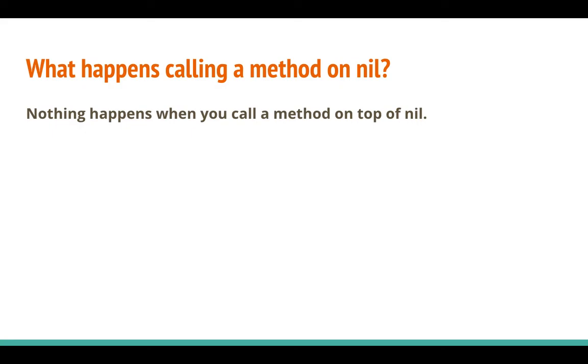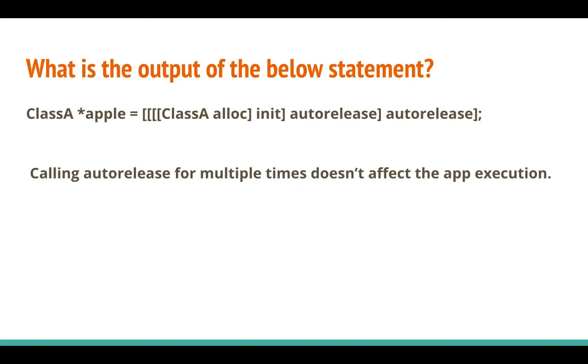So what happens when calling a method on nil? Nothing happens when you call a method on nil. So what is the output for the below statements? Class A alloc init autorelease and autorelease. We are calling autorelease multiple times, but it does not affect the app execution time. It handles memory management, so memory leaks are removed. That's why we are using autorelease.